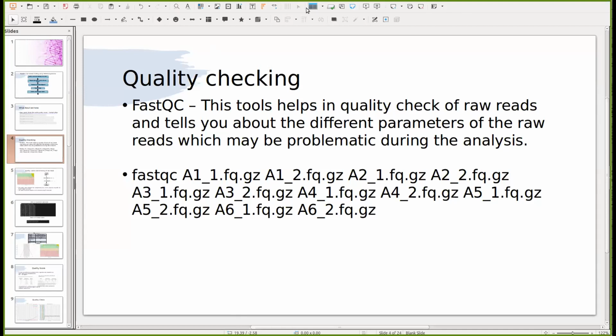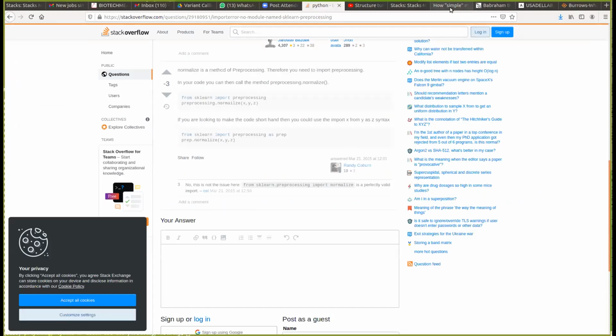Ma'am, your terminal is not visible. You can share your entire screen instead of a window. Actually, I will share again and again because this is a Linux OS, not Windows, so it is not giving the option to share the entire screen at a time. Okay, ma'am. I will keep switching.